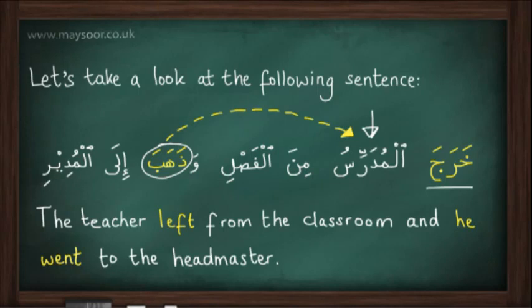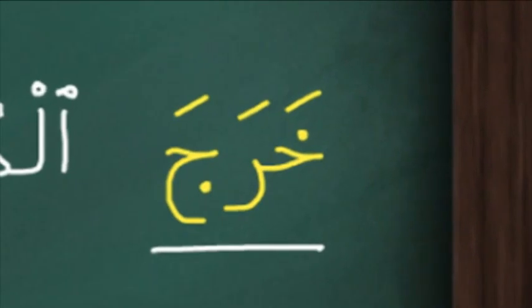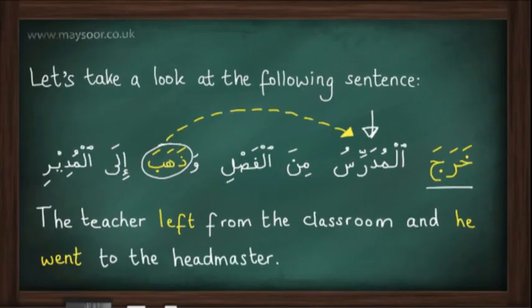In conclusion, a basic verbal sentence is comprised of two main components: a fi'l, a verb, and a fa'il, a subject. Just like a nominal sentence is made up of two parts, a mubtada and a khabar. For more information about nominal sentences, please refer back to lesson number 2. Let's now take a brief look at how to use a modern Arabic to English dictionary.